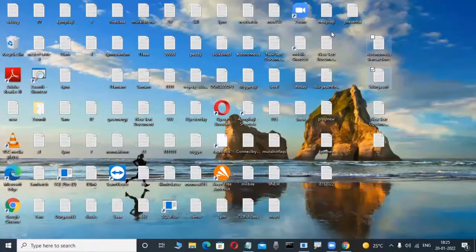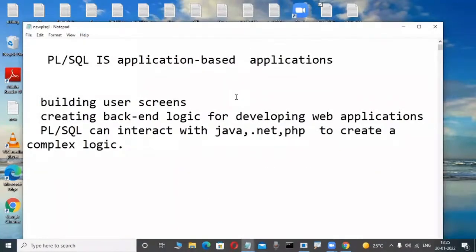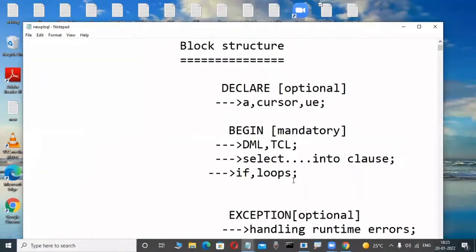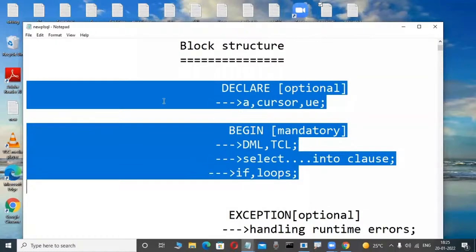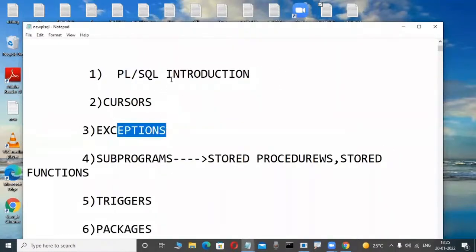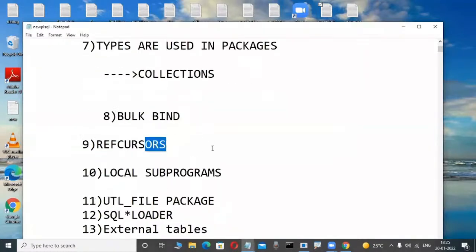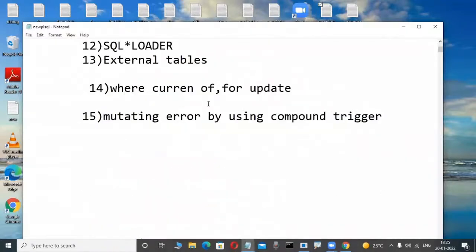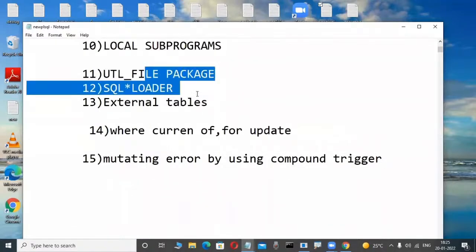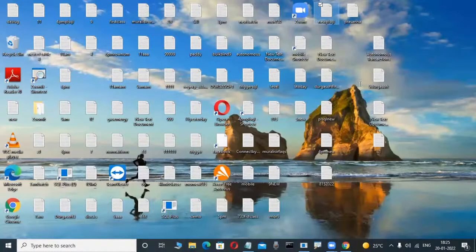Again, PL/SQL means a little bit of coding. Don't be afraid. This is PL/SQL, where you write this type of coding. In PL/SQL there are cursors, exceptions, stored procedures, stored functions, triggers, packages, types, collections, bulk bind, ref cursors, local subprograms, UTL file packages, SQL Loader, external tables, so many things like this. So much syllabus is there.